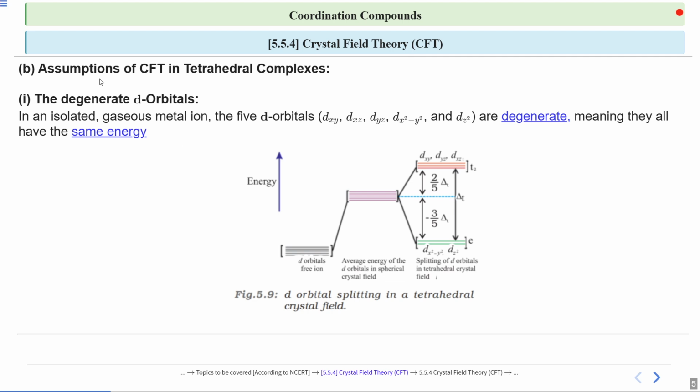Until now, we are considering our first assumption, the degenerate d orbitals: in the gaseous metal ion we have 5 d orbitals, named like this, and they are degenerate. That means all these 5 d orbitals have equal, similar energy.